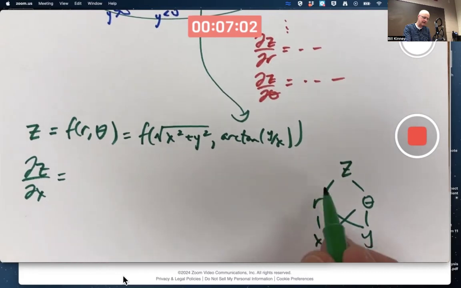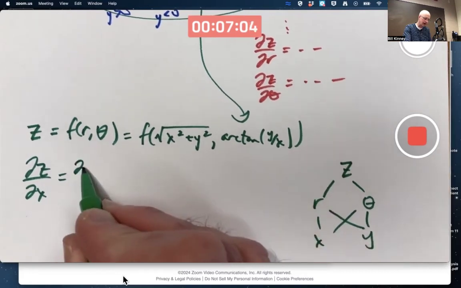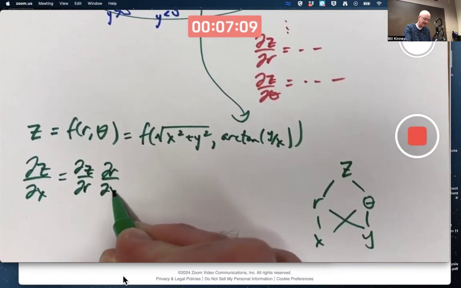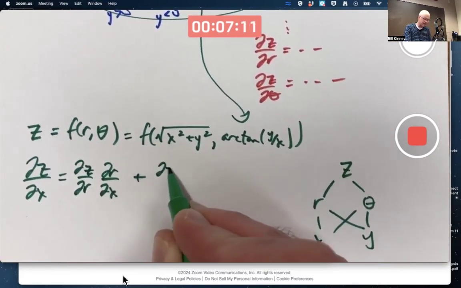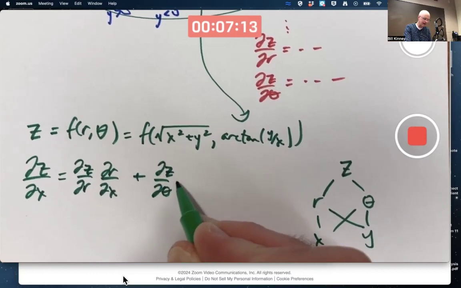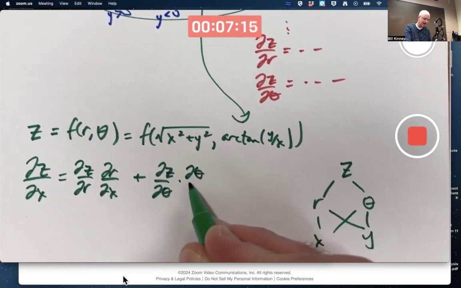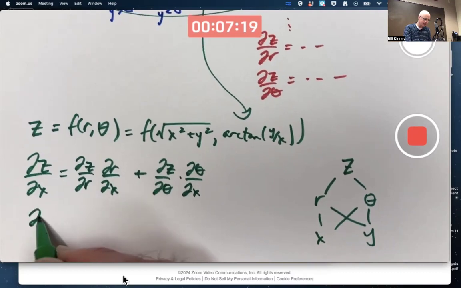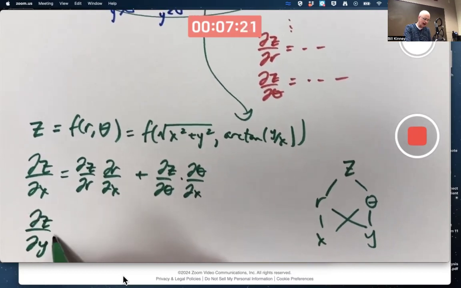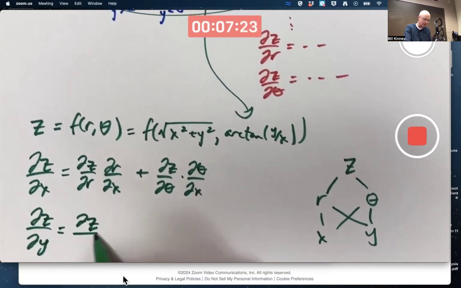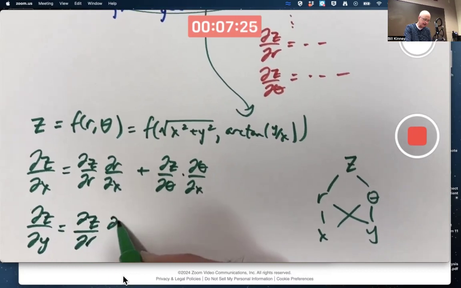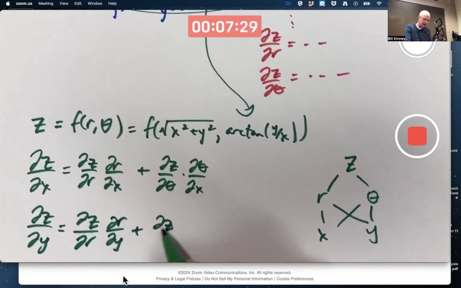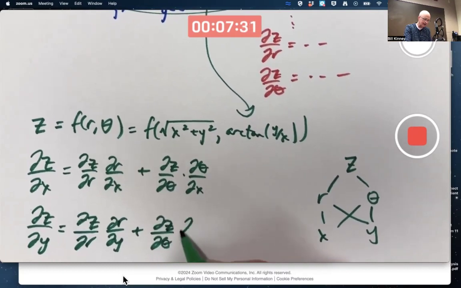So you take the partial of z with respect to r, multiply it by the partial of r with respect to x, add the partial of z with respect to theta, and multiply that times the partial of theta with respect to x. And then with respect to y, you could do something similar, except replace the x's with y's, in both spots.